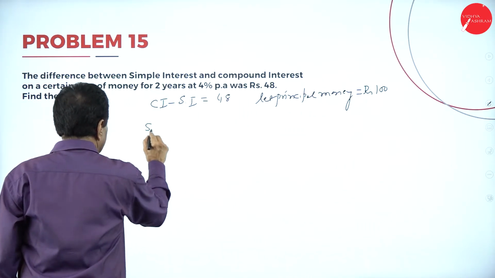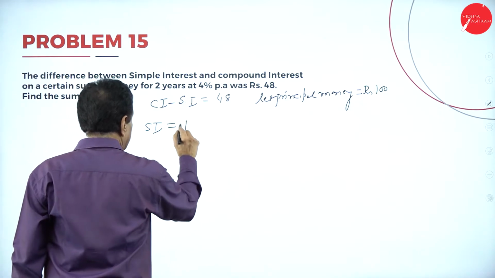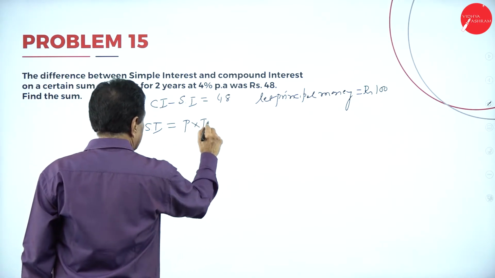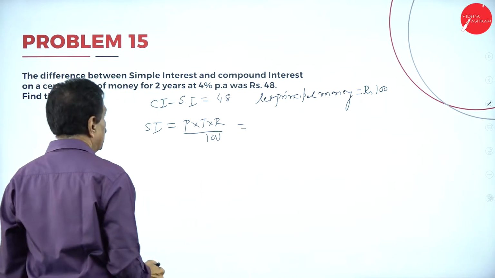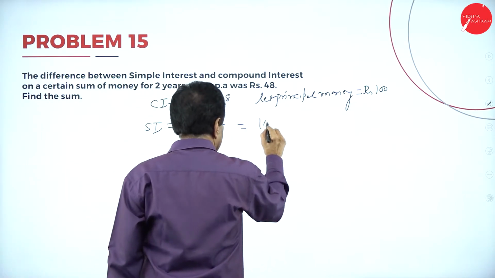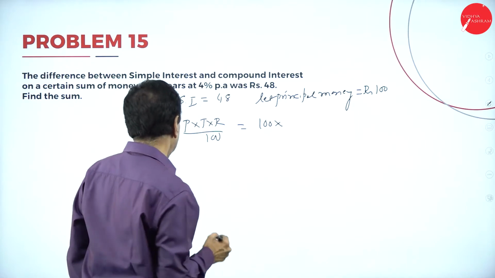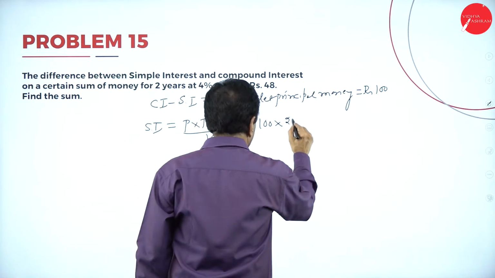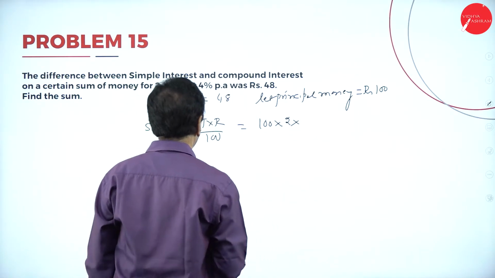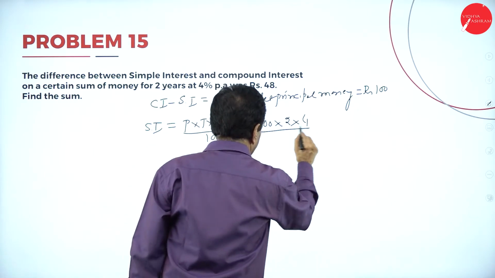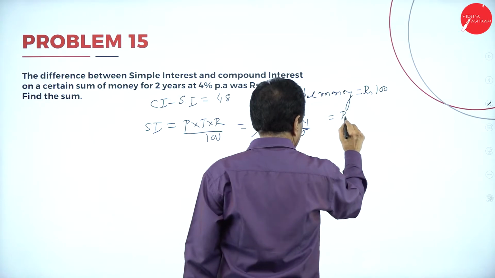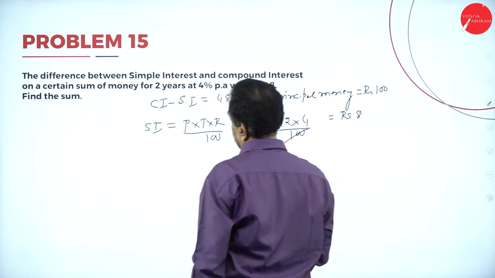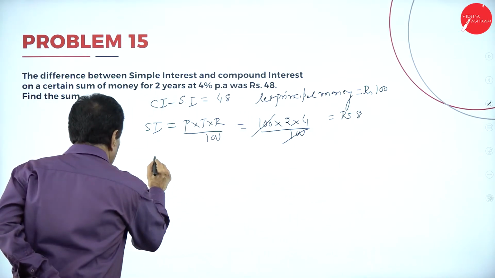Simple interest is PTR divided by 100. Let the principal be 100. How many years? 2 years. What's the rate? 4. So simple interest is 8. This is as per simple interest.